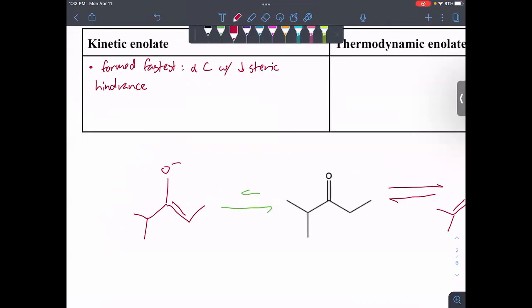The kinetic enolate is not really formed at equilibrium. For the thermodynamic, it's allowed to equilibrate between forms, and you end up with the more stable alkene. But the explanation doesn't really matter. Just know the kinetic one is not at equilibrium.